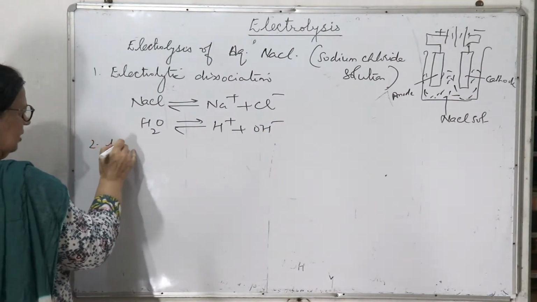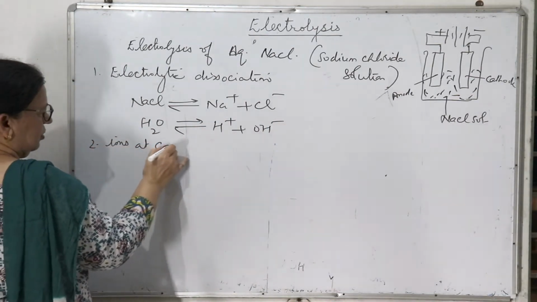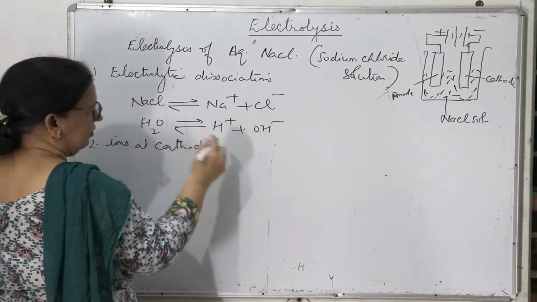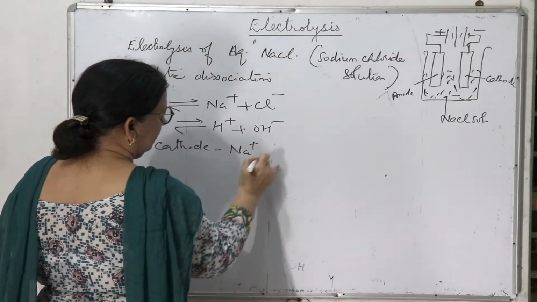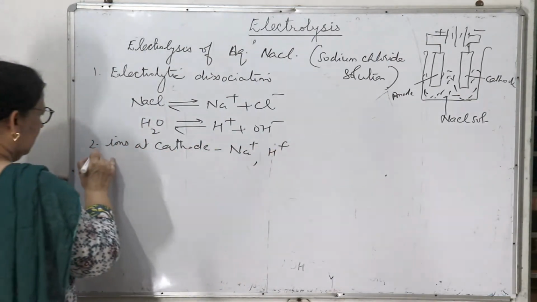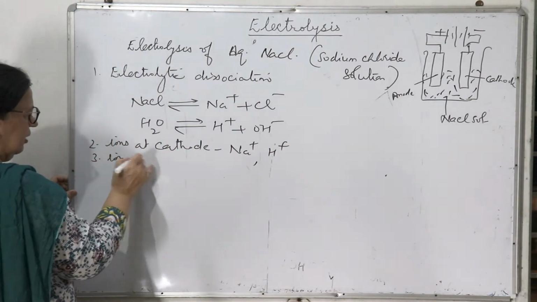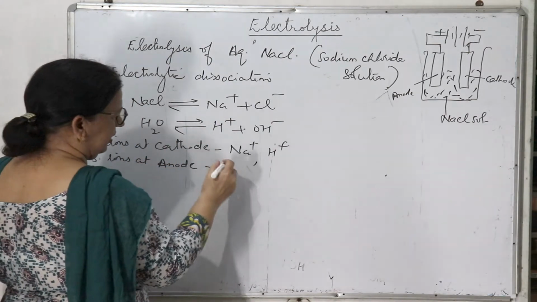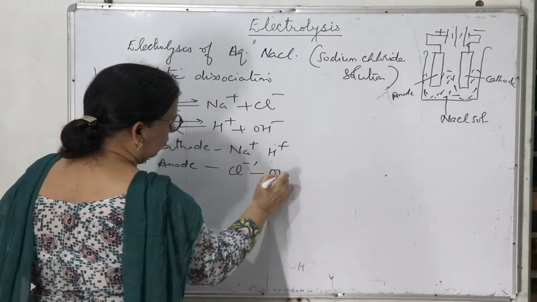Second step is ions at the cathode. Which ions will move towards the cathode? The positive ions, that means Na+ and H+. Third is ions at the anode. Which ions will move towards the anode? The negative ions, that is Cl- and OH-.